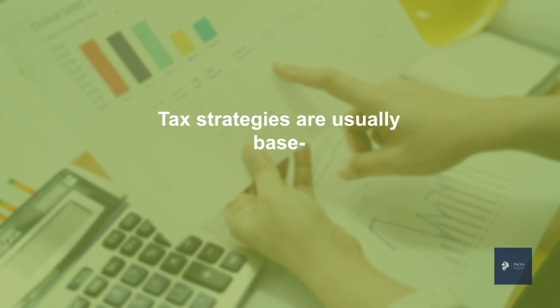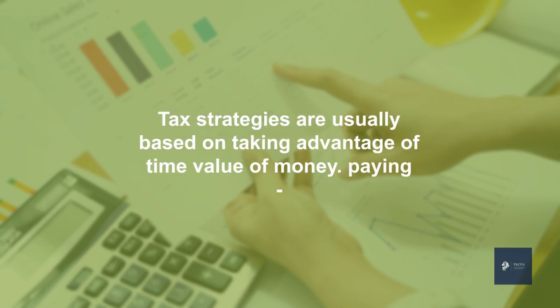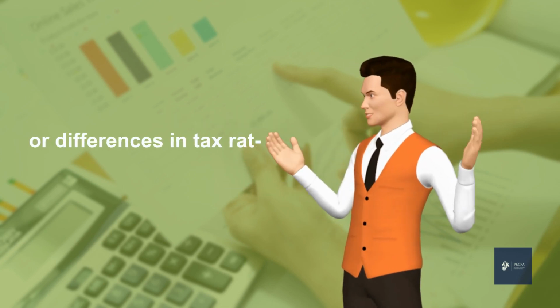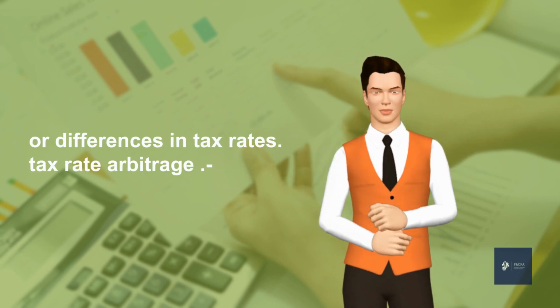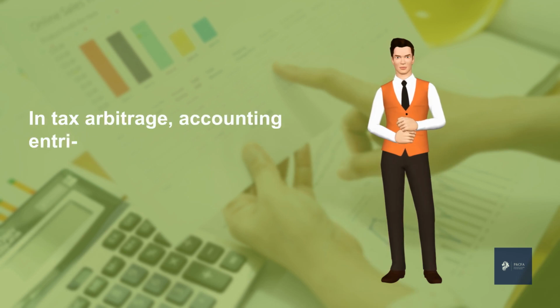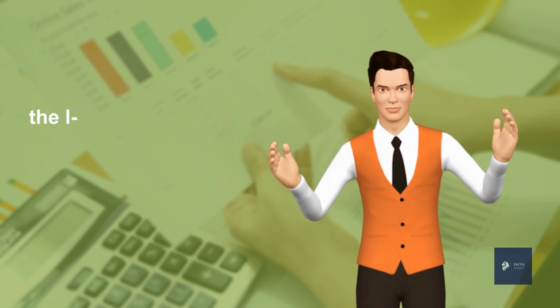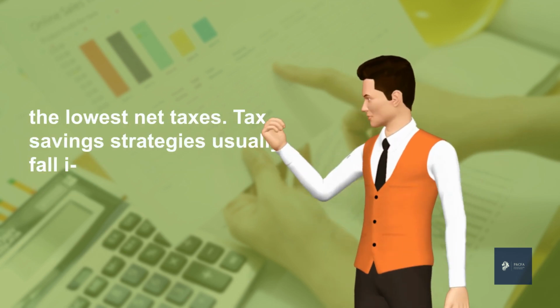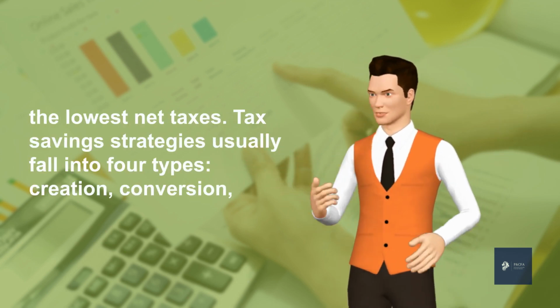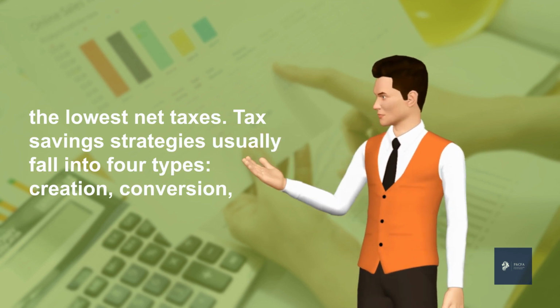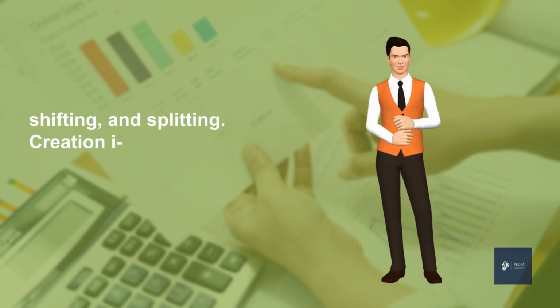Tax strategies are usually based on taking advantage of time value of money, paying taxes later, or differences in tax rates: tax rate arbitrage. In tax arbitrage, accounting entries are used to shift profits to jurisdictions that impose the lowest net taxes. Tax savings strategies usually fall into four types: creation, conversion, shifting, and splitting.